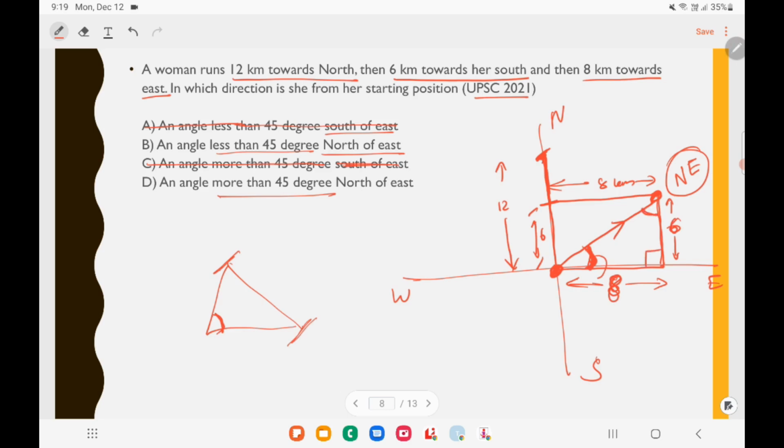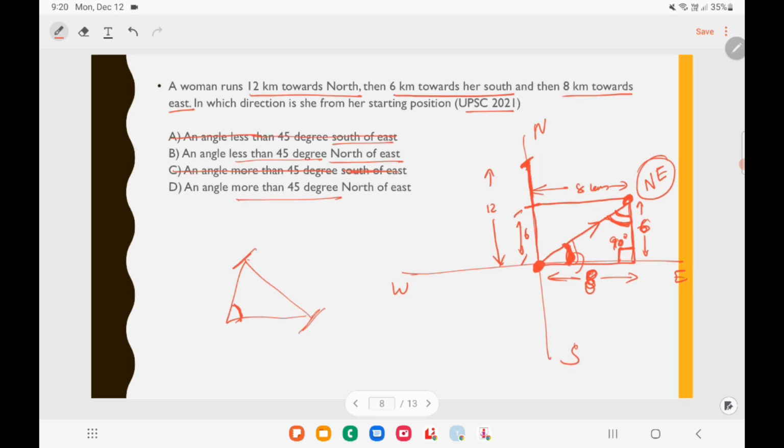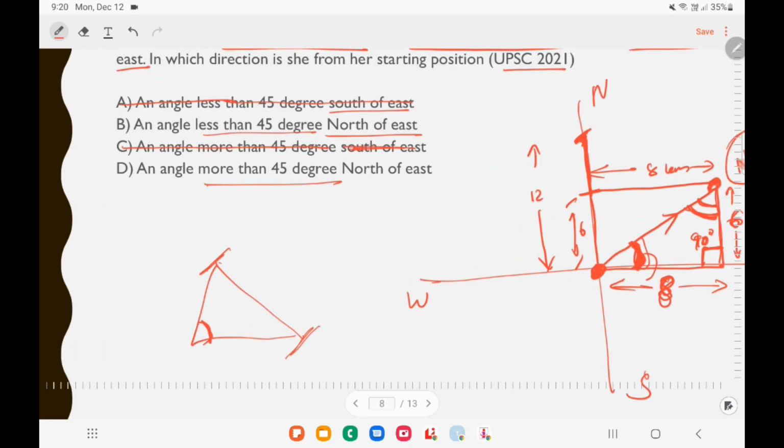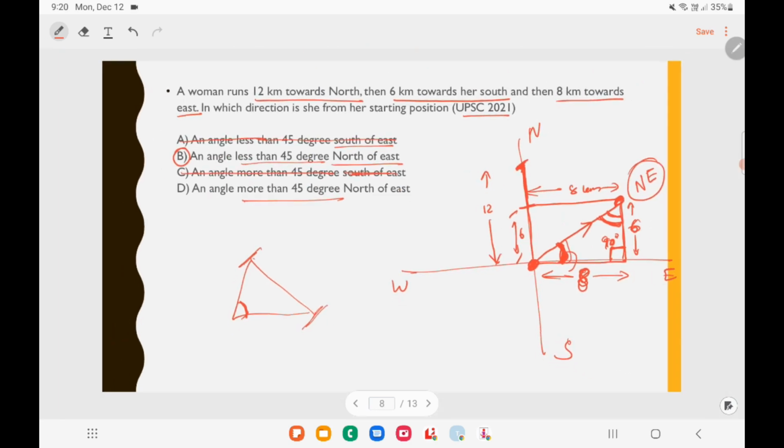And you know that this is 90 degrees because this is a right angled triangle. So if this is 90 degrees, you know that the sum of all angles of a triangle will be 180 degrees, right? So if this is 90, then the sum of the other two angles, this angle and this angle, will be 90 degrees. So since this is the smaller angle, this will be less than 45 degrees. And since this is the bigger angle, this will be greater than 45 degrees. So our answer will be an angle less than 45 degrees north of east. So B is the right answer. Okay.